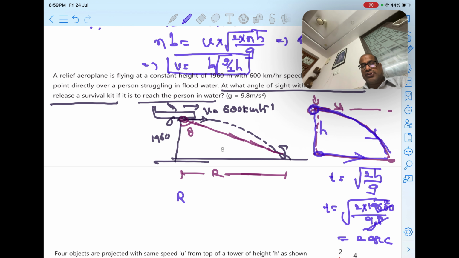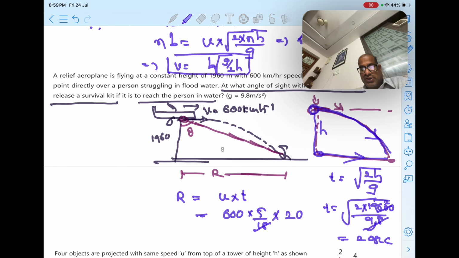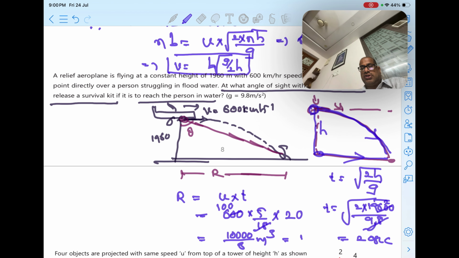Now in that 20 seconds, how much will the r value be? U into t, that is r. U is 600 km per hour. You can also convert into meter per second here, no issue: 5 by 18 into t, which is 20 seconds. If you simplify, you can do the calculation here, no? 600 by 6 is 3, isn't it? So that is 20 into 100, 20,000 into 5, so 10,000 by 3, that becomes 10 by 3 kilometers, or you can keep it in meters also, no issue.